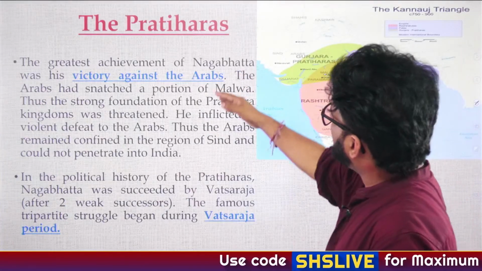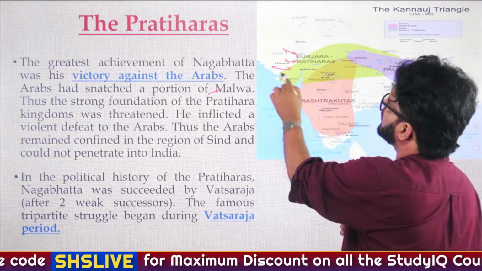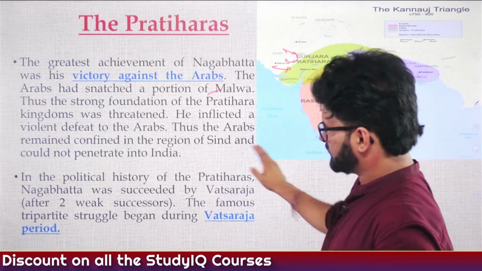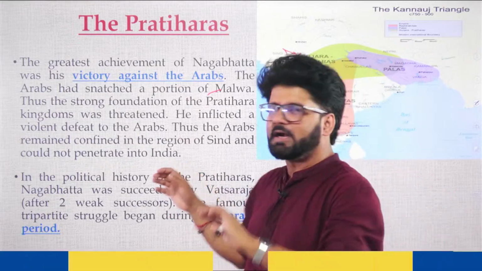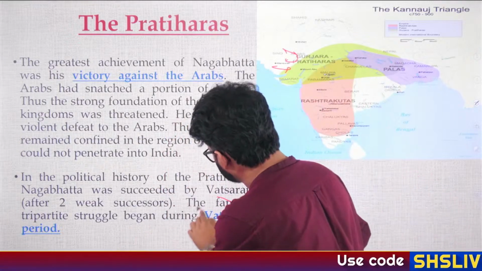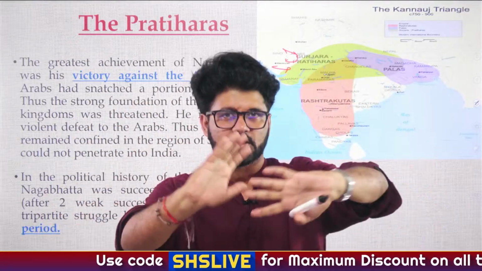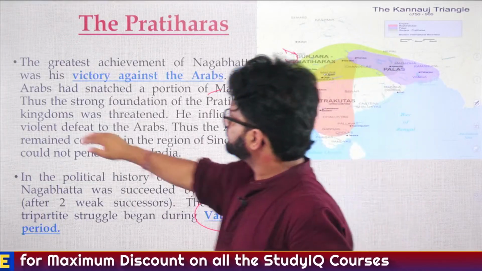So again, the Pratiharas, what is their biggest contribution? Victory against the Arabs and keeping the Arabs beyond this Malwa region. That is what is important. And then Nagabhata, he is very important. After that, there were 2 weak successors, and then Vatsaraja arrived, during whose period this whole tripartite struggle commenced. And later on, they will be the victors.